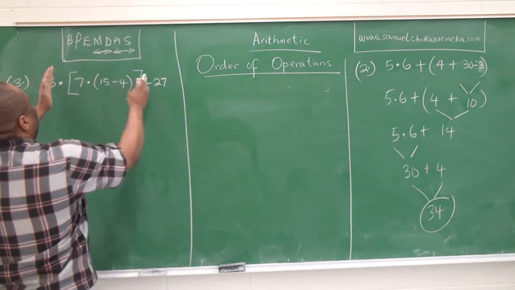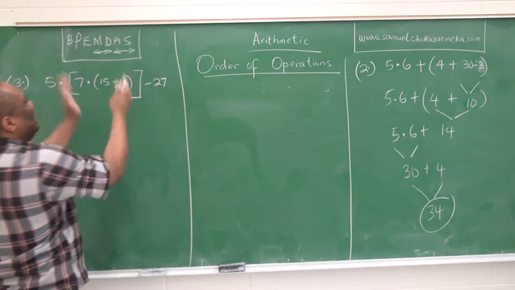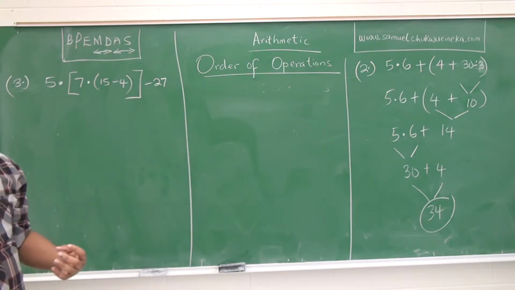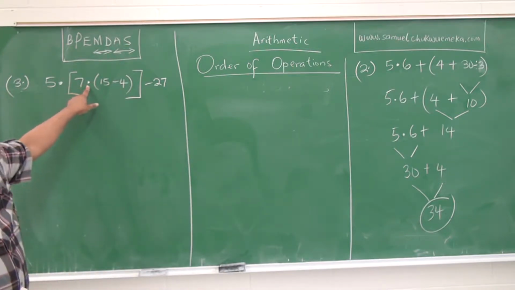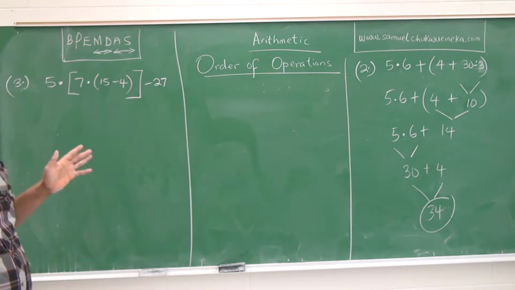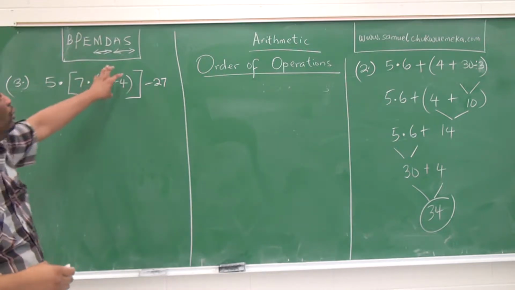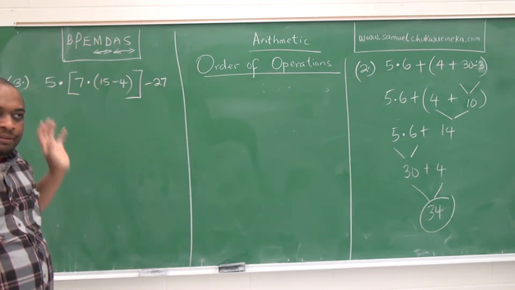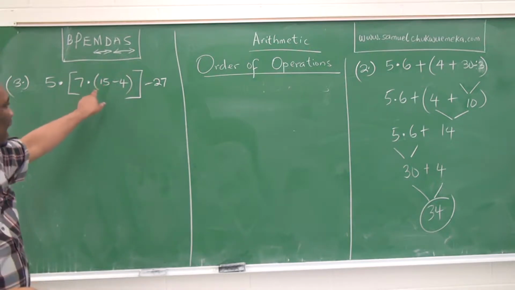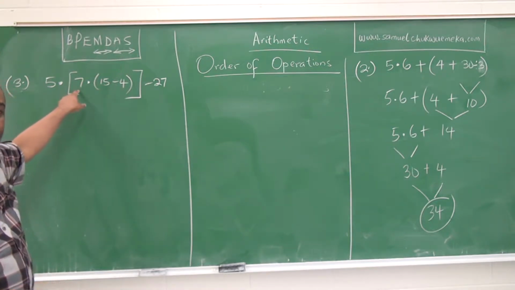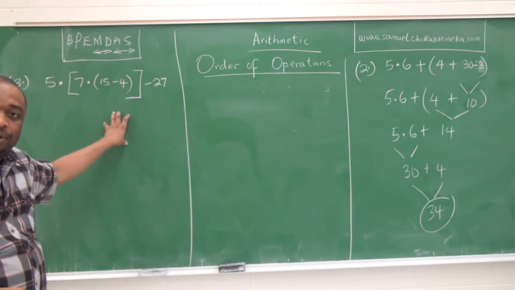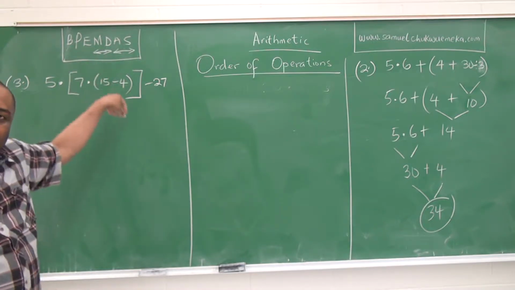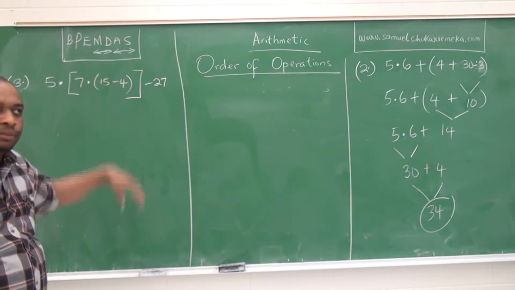Now, this bracket is what we will solve first. But inside the bracket, we have parentheses and we have a multiplication. Okay? Inside that bracket. So, we will do the parentheses first, because after bracket is parentheses. You now have parentheses and you have multiplication. We'll do the parentheses first.